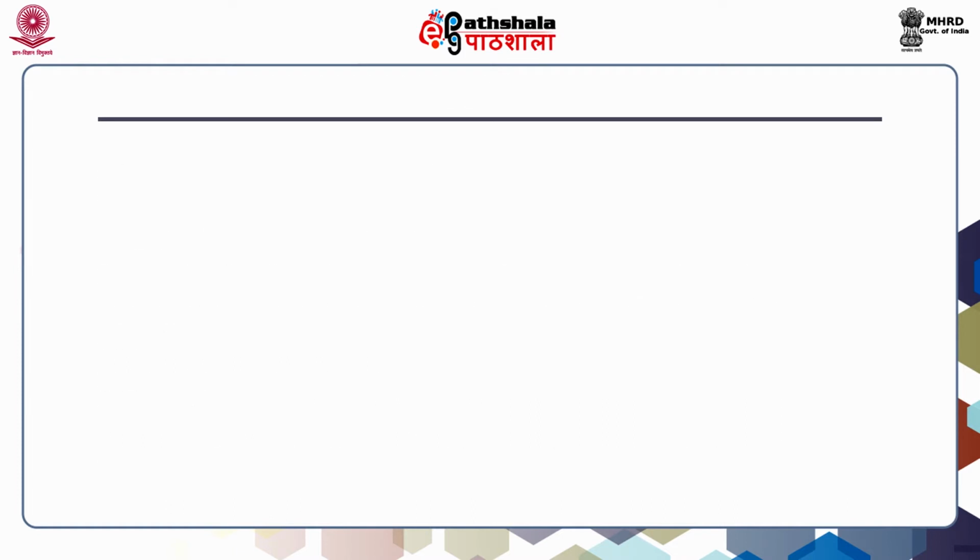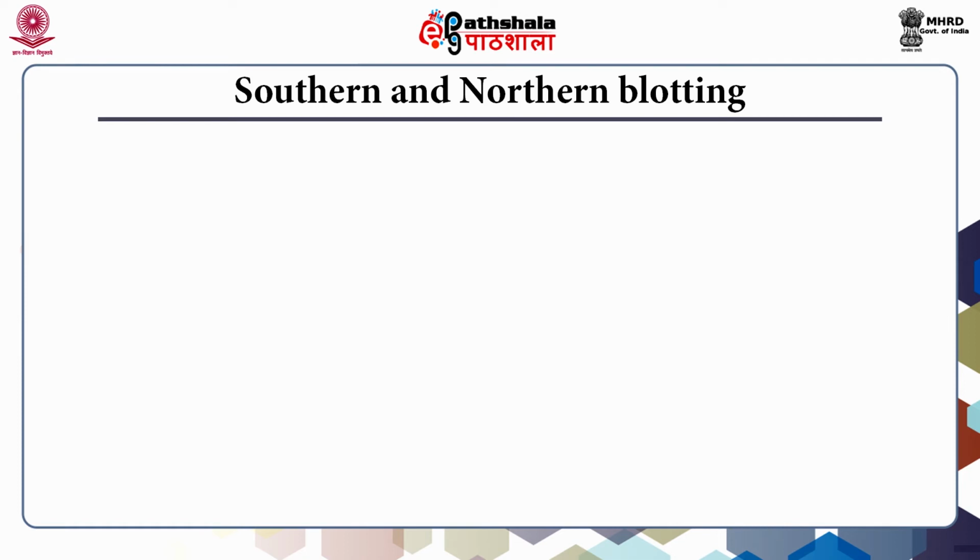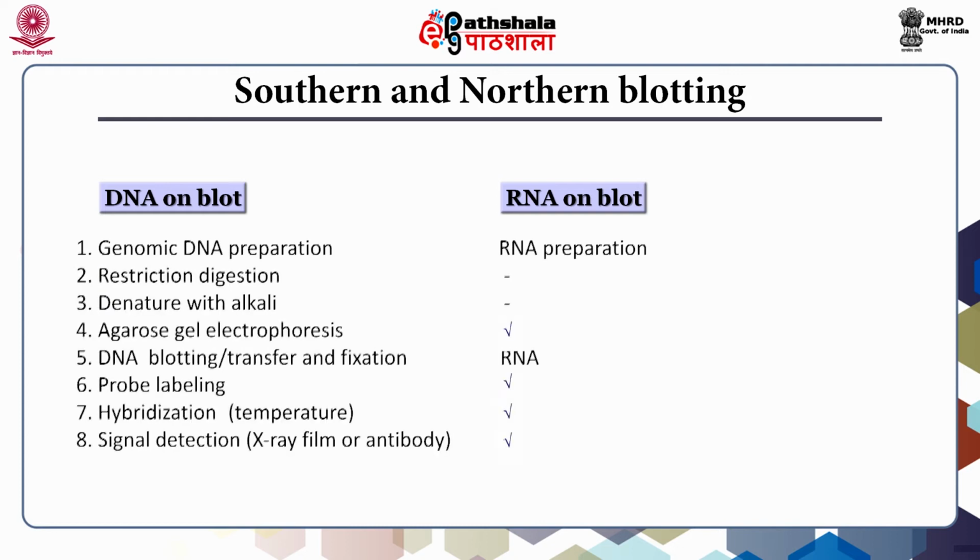Now, what are the procedures for Southern and Northern blotting? The procedure for Northern and Southern blotting is the same, except that in Southern we use DNA and in Northern we use RNA. Steps which are followed are: first, genomic DNA or RNA is prepared, then it is restricted with endonucleases, DNA is denatured with alkali, and run on the agarose gel.